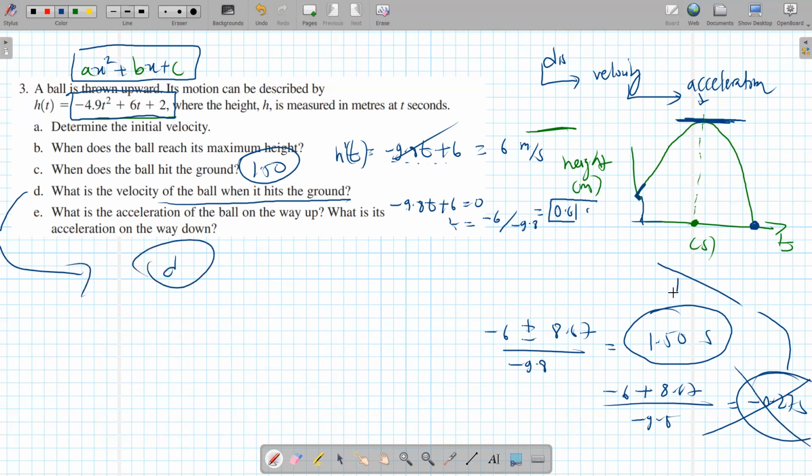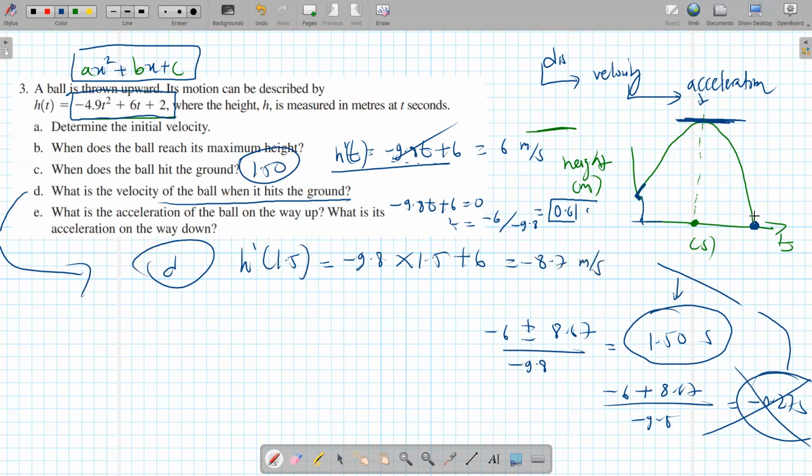We know it's gonna hit the ground after 1.5 seconds, right? So all you do is you find h prime of 1.5 because that's our velocity function. So negative 9.8 times 1.5 plus 6. So that gives you negative 8.7 meters per second.